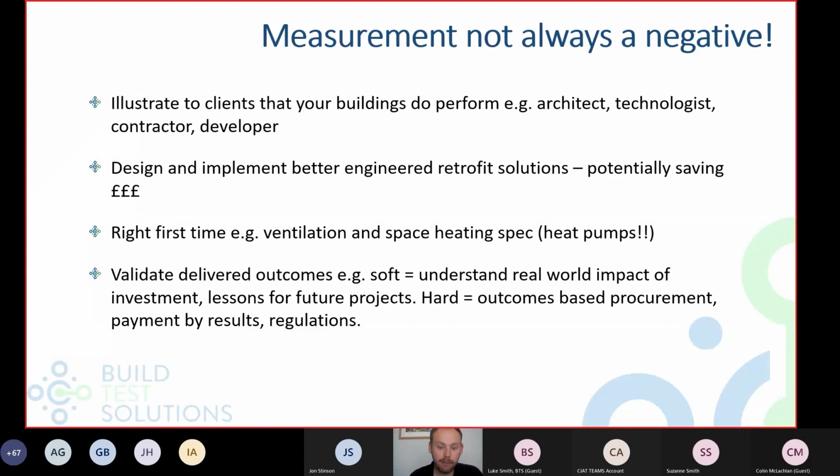Yeah, if we design and implement better retrofit solutions, it's so key to our targets to reduce carbon across the board, but also to address fuel poverty. If we can properly target and design our retrofits, then we'll make a big impact on the quality of our buildings. And I think a really important part of that is getting things right first time, especially now we're moving on to installing a lot of heat pumps.